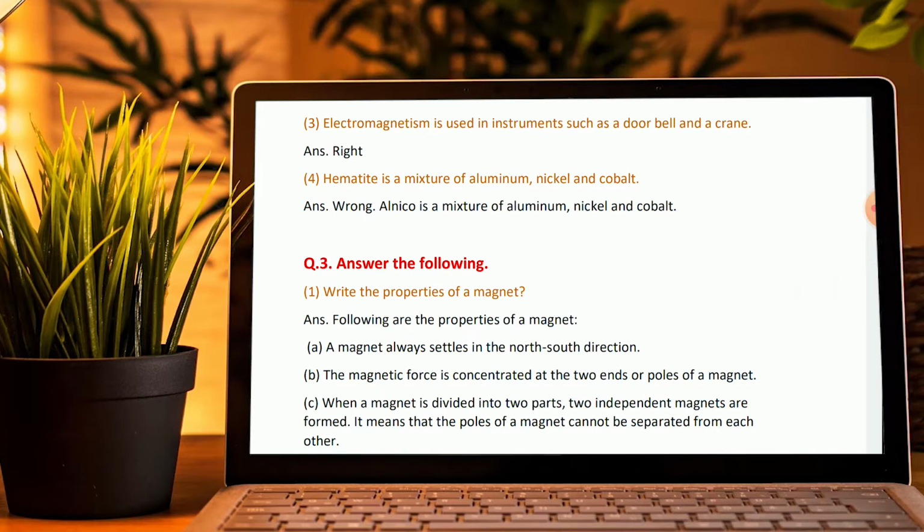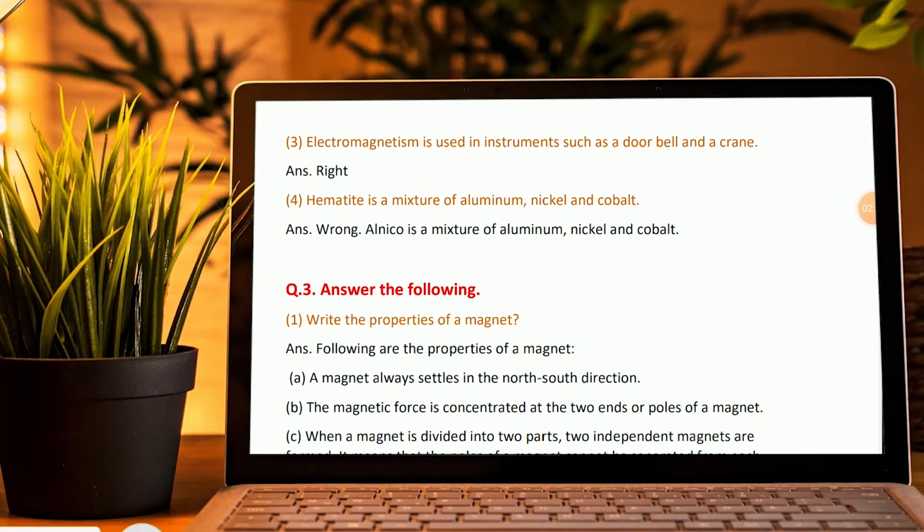Third, electromagnetism is used in instruments such as a doorbell and a crane. Answer: right. Fourth, alnico is a mixture of aluminium, nickel and cobalt. Answer: right.